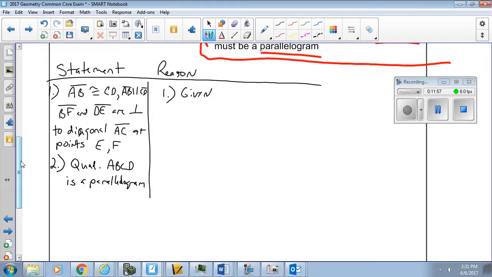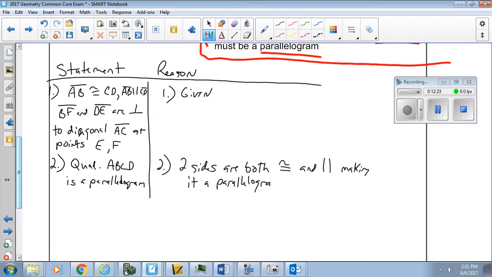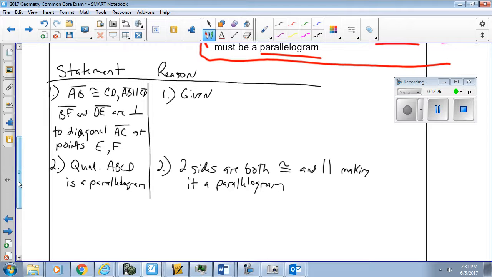And how do we know that? Well, we just talked about it. Two sides are both congruent and parallel, making it a parallelogram. All right, so we know it's a parallelogram.